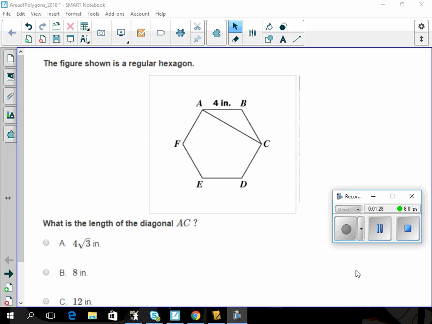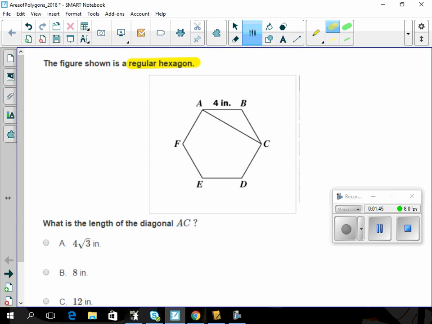So I want you to look at this problem. What are some key words in the problem that you see? Regular, and it's a hexagon. Right? Do you agree? Both of those are keywords. All right. What does regular mean? Who remembers? We had some snow days. Do you remember what regular means?